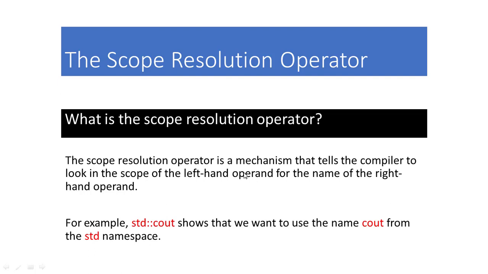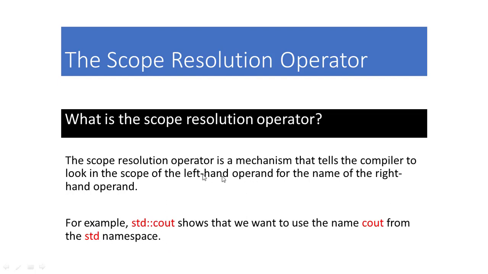What is the scope resolution operator? Well, the scope resolution operator is a mechanism that tells the compiler to look in the scope of the left-hand operand for the name of the right-hand operand. It is easy to understand. For example, here we have standard or std::cout, which shows that we want to use the cout object from the standard namespace.